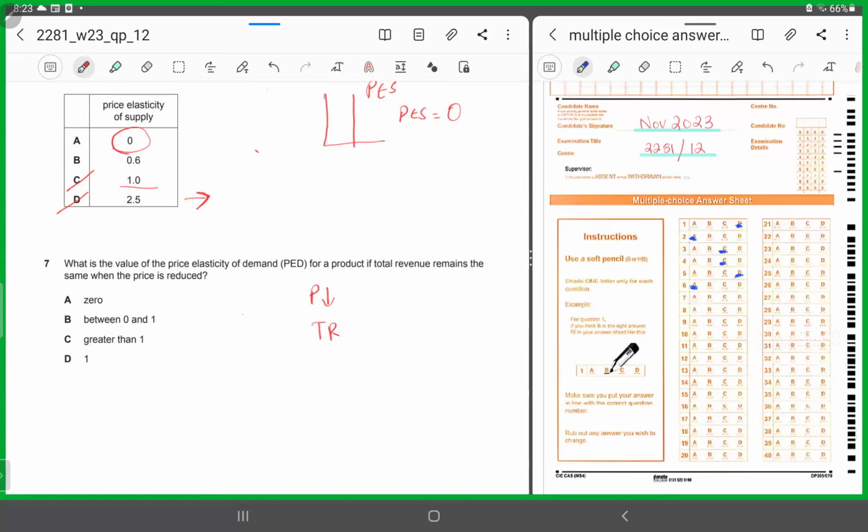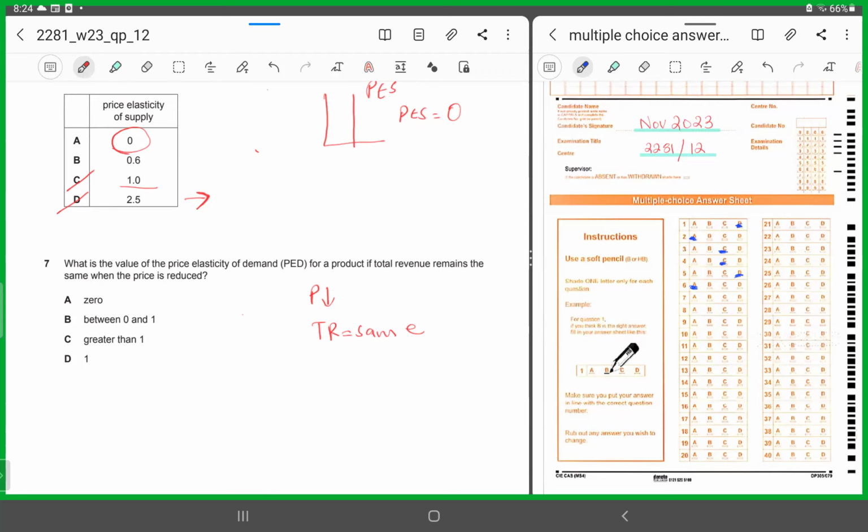Now, if the total revenue is the same, even though the price of the product is reducing, it means that the proportionate change in price is actually matching the proportionate change in demand, right? The proportionate change in price is being matched by the proportionate change in demand. That is why there is no increase or decrease in the total revenue. The revenue remains the same, even though the price is reducing. So there's no change in the revenue.